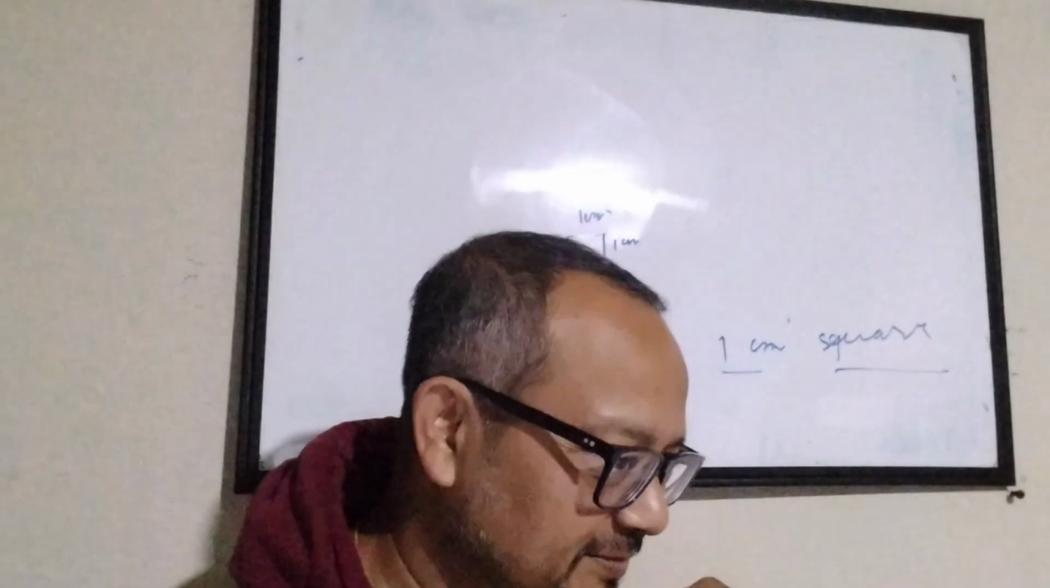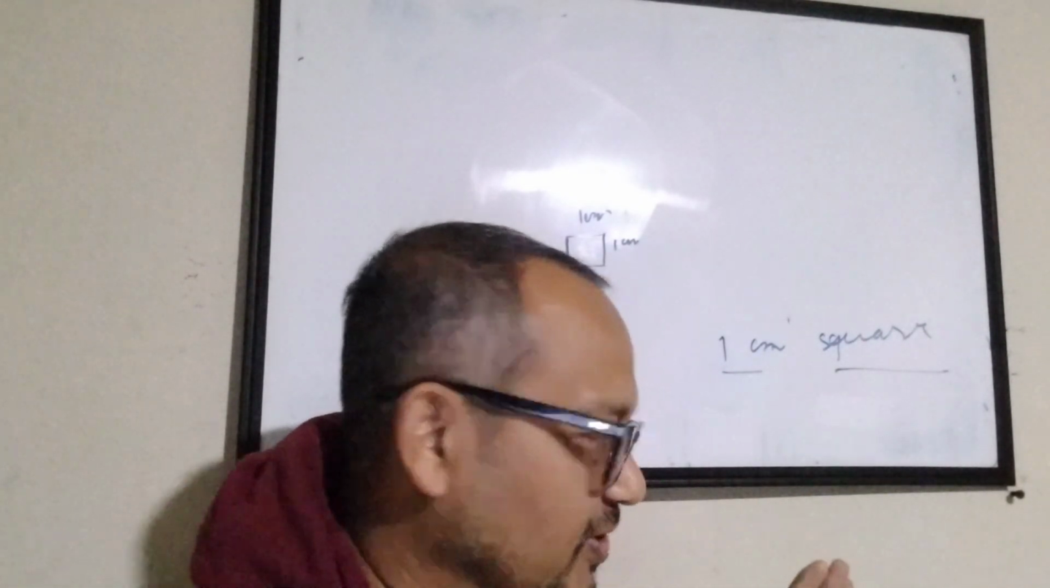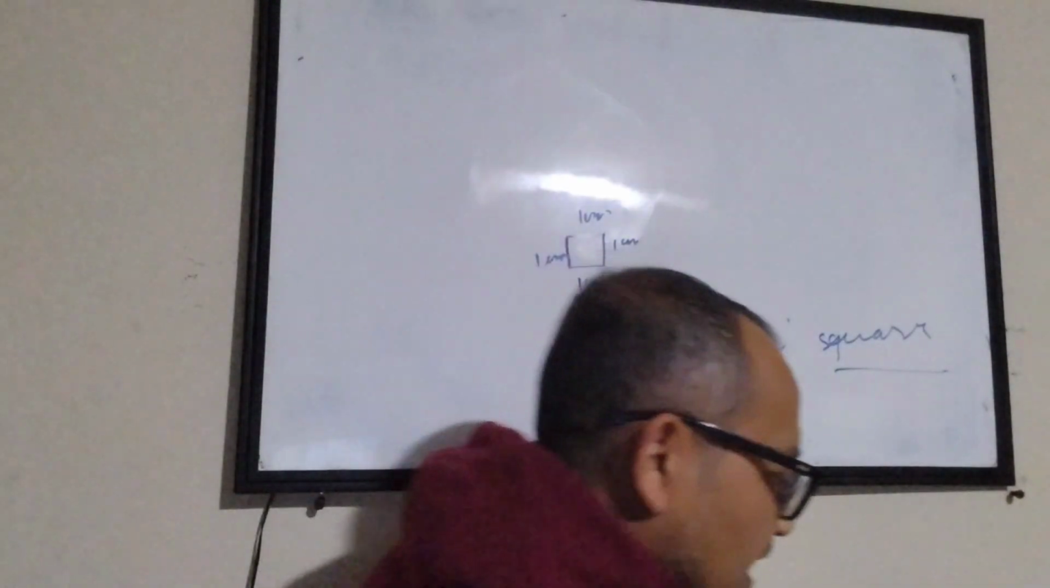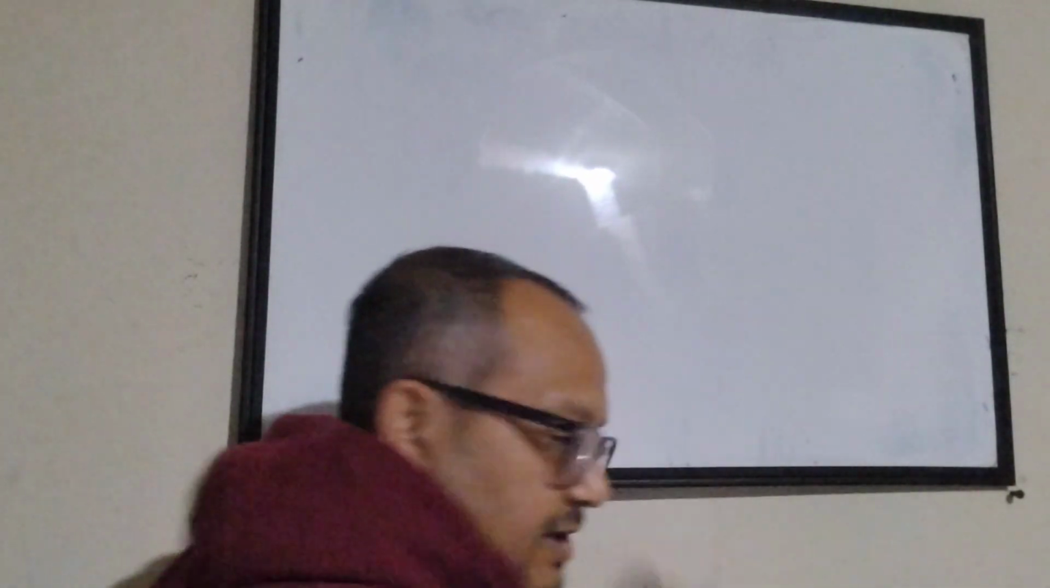I'm just giving you just the English part of it. There's no maths so far. I'm saying this is a 1 centimeter square. So that is what becomes my smallest unit.